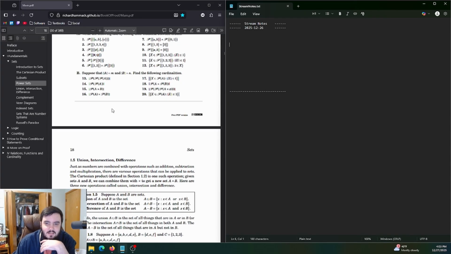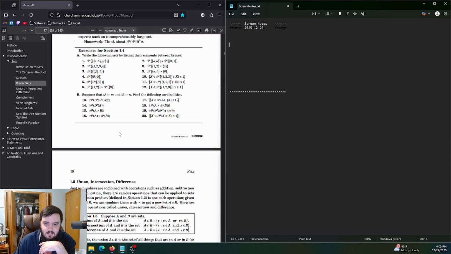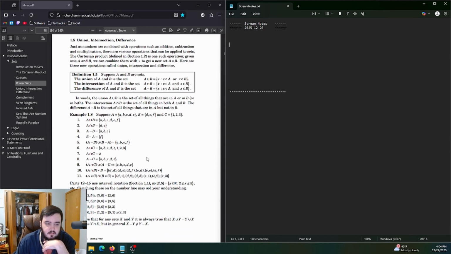The power set, if A has a cardinality of m, then this is 2 to the 2 to the 2 to the m? I think that's the cardinality of that. Amazing. Okay. Get on to the union, intersection, difference.